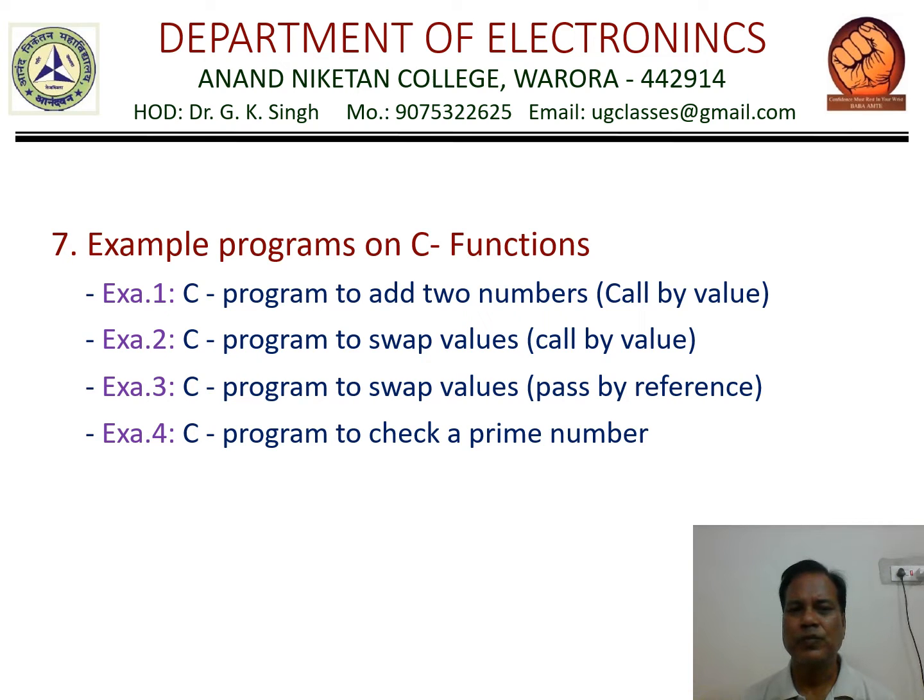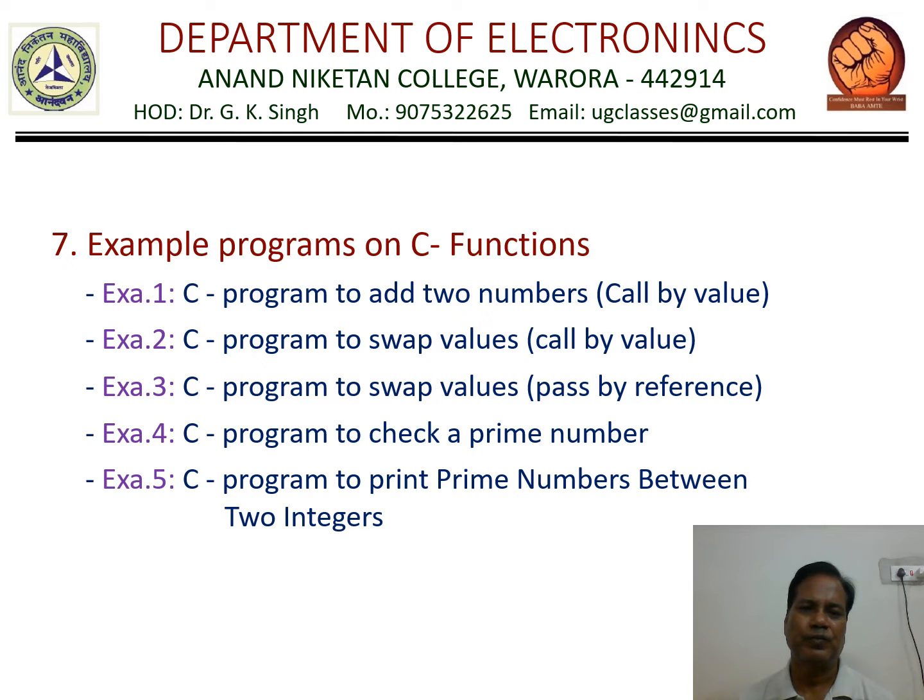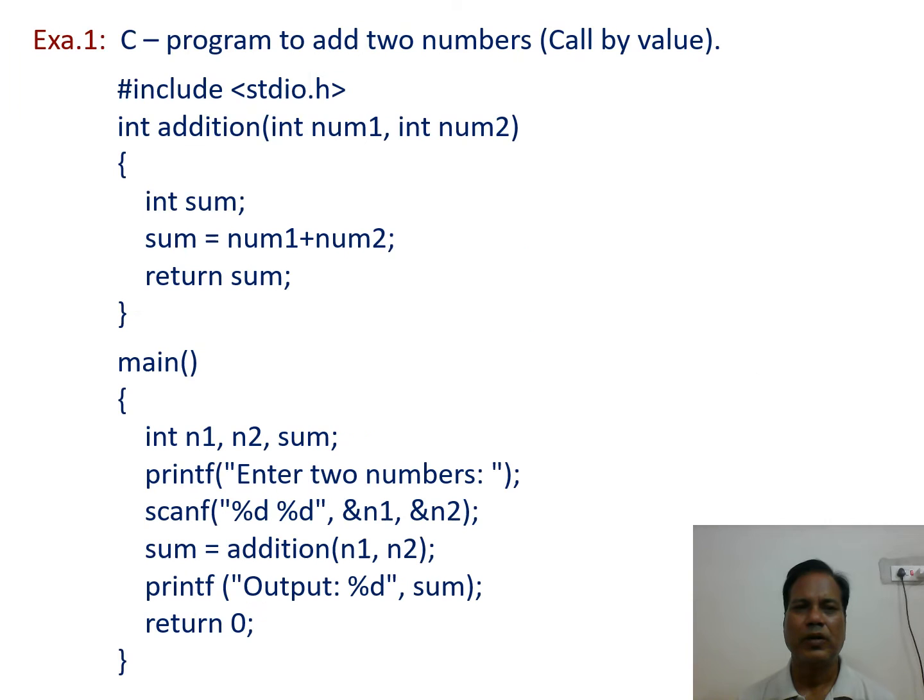Fourth program, C program to check a prime number. And the last program, that is the fifth program that we are going to discuss, is a program to print prime numbers between two integers. So these are the programs we are going to discuss in this lecture. So let us discuss example 1. In this example 1, we are having a C program to add two numbers.